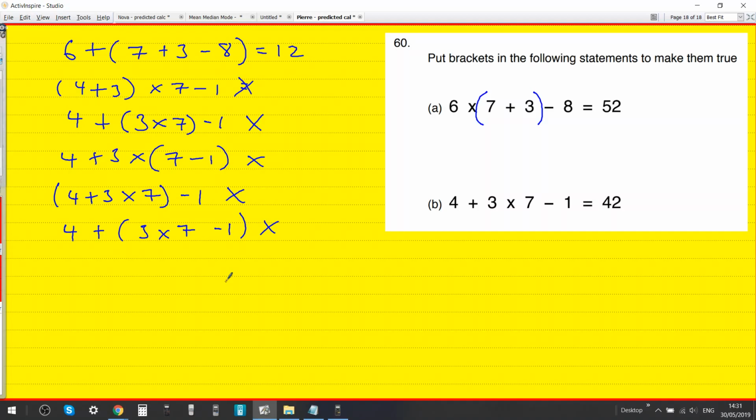Put brackets in the following settings to make them true. 42. So 42 is 6 times 7. Oh, wow. You need 2 pairs of brackets. I didn't know you could do that. Yeah. Wow. That's a bit cheeky. So 42, the way I thought of it is like that's like 6 times 7. And so how could you make it 6 and 7?